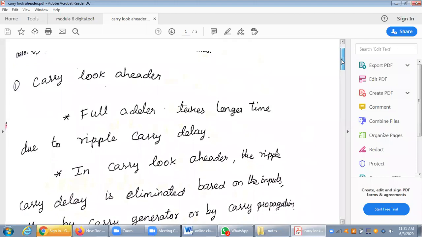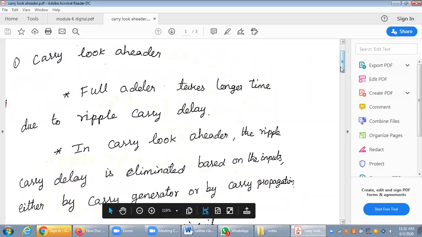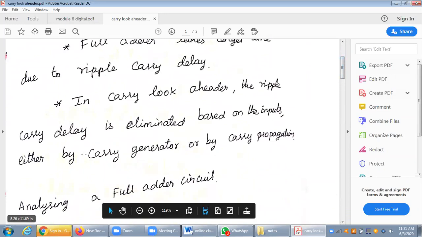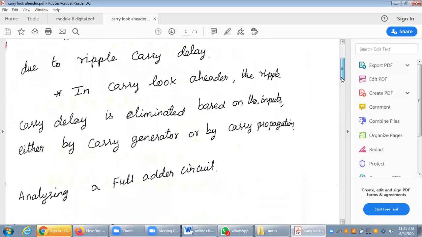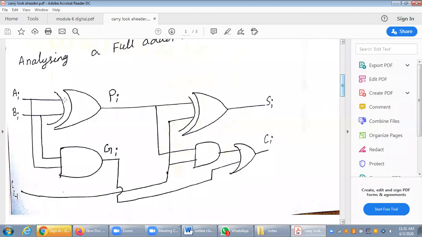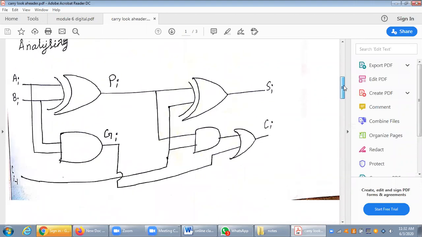The full adder takes long time due to ripple carry delay. Already I told. So in carry look ahead adder, the ripple carry delay is eliminated based on the inputs, either by carry generated or carry propagation. Now we are going to analyze the full adder circuit. That means two half adders: this is one half adder and this is the other half adder. Combined, we can get a full adder. This circuit we already studied. Now we'll elaborately find out the equation for the circuit.